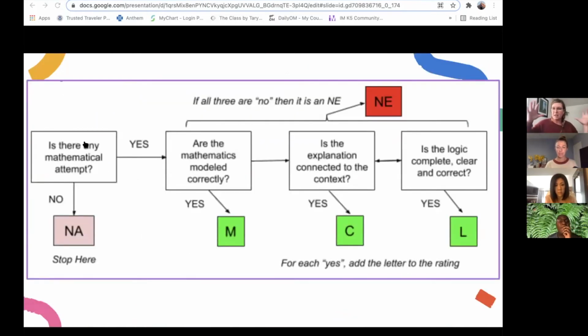This is kind of a back end flow of how we look at these explanations. The first one is: do they even make a mathematical attempt? If your student writes IDK, then there's no point in looking at this explanation. But do they try something? And then do we have evidence of each of these pieces? These can be in combination or by themselves. Is the math there? Do they connect to the context? Is it a logically complete thought? Then you would get all three, an MCL. Maybe you'll just have the M, maybe you'll have an MC. If they give it a shot and don't have any of those, they would get what is called an NE, which just means there's no evidence. It doesn't mean that they don't get it. It just means in this instance, we don't have evidence of these three components.